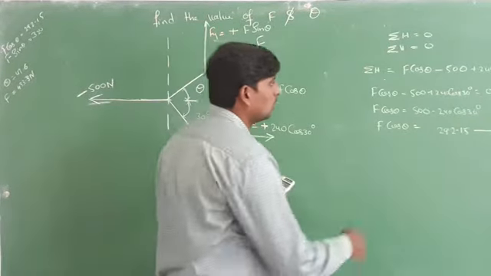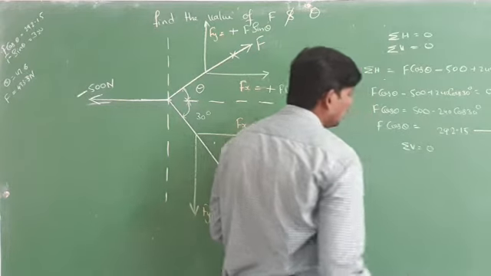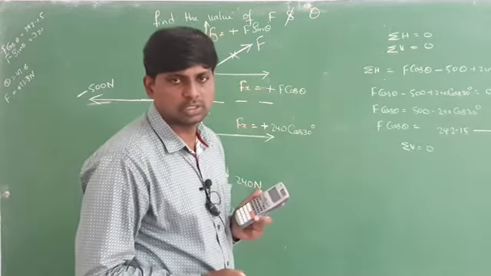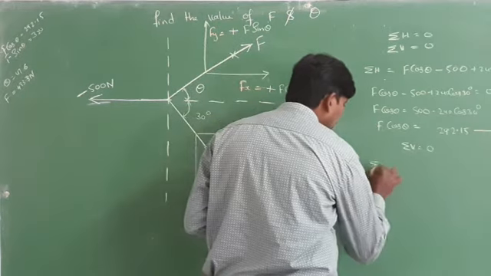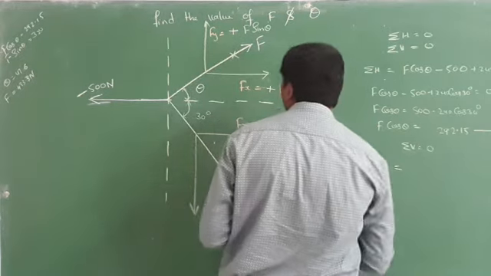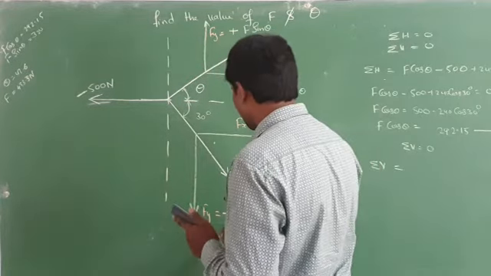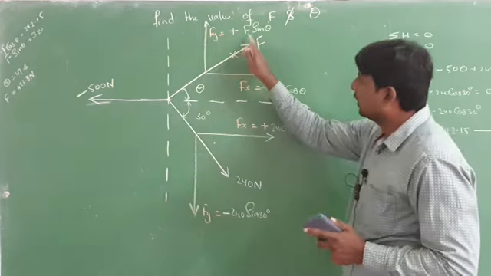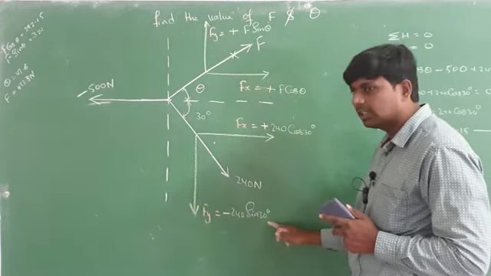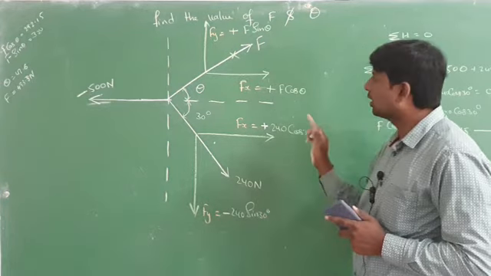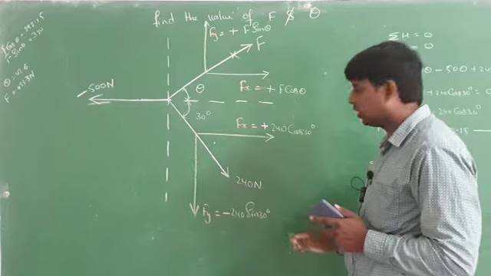Next, you have to find out the sum of vertical forces is equal to 0. First I will write down how many vertical forces there are. The first force is F sin theta, and another one is minus 240 sin 30. Only two vertical forces are there.